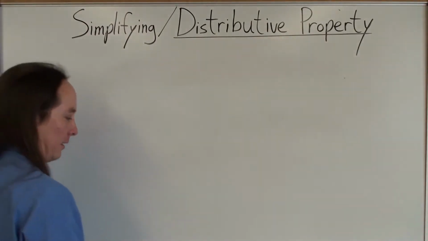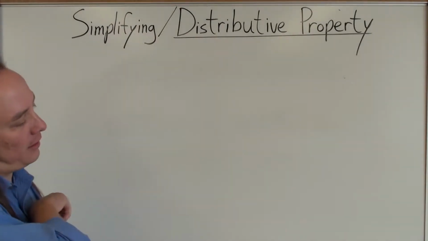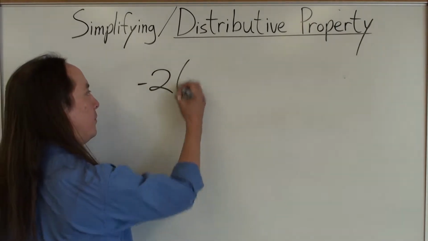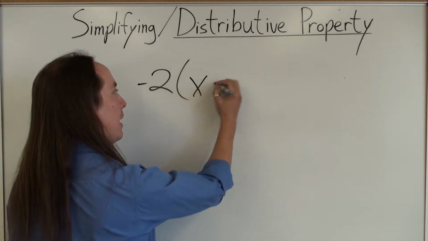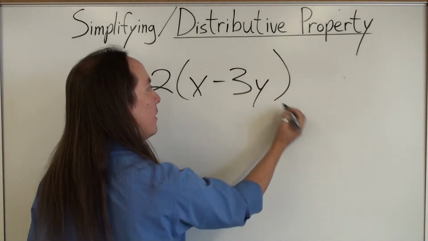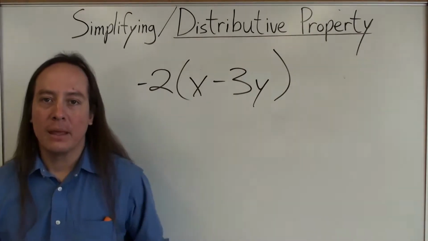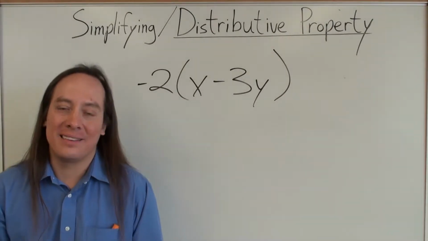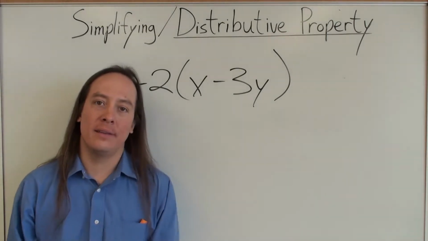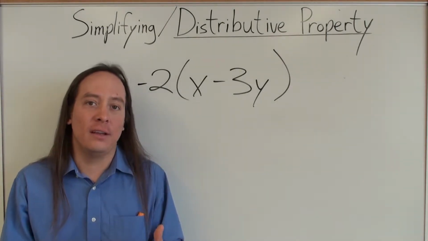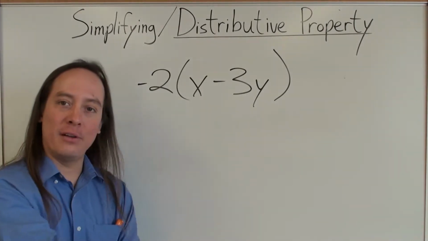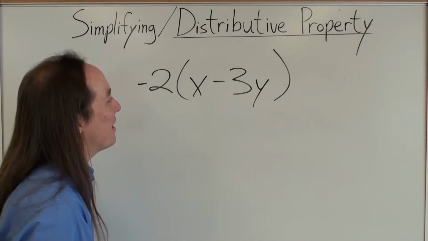Alright, let's go ahead and get started with the first example today. Let's put -2 times the quantity of x minus 3y. Okay? So this is what I was talking about when I said there's missing information. I don't know what x is and I don't know what y is. So there's missing information. It's kind of hard to describe when I don't have an example in front of me.